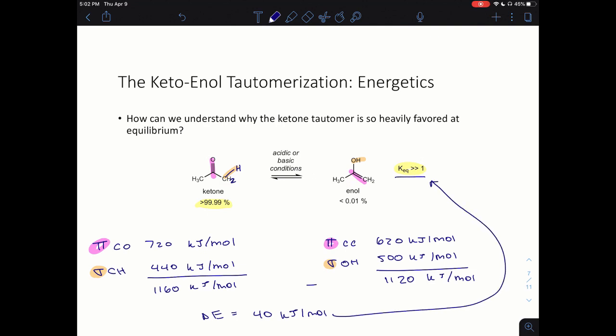And so it results in this equilibrium constant being quite large, much greater than 1. And so where we have, in most cases, for most ketones, greater than 99.99% ketone and just trace amounts of the enol. And this primarily has to do with how much stronger a pi CO bond is compared to a pi CC.